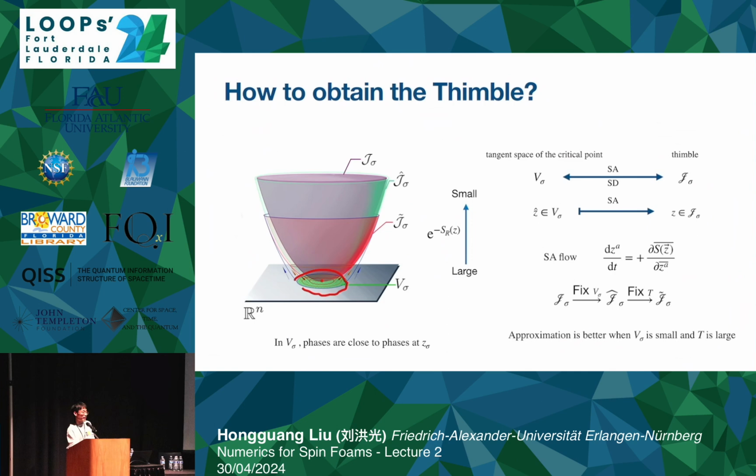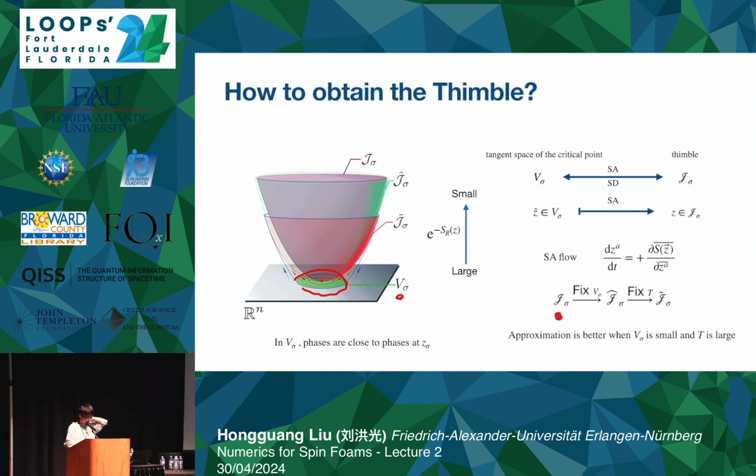That's the region we can generate this flow. So this is another approximation, in which we generate the flow not about the critical point, but the flow of a region around the critical points. And this is also an approximation, and it will well approximate the original thimble if this V sigma is really close to the saddle points, the critical points. So here we have two approximations.